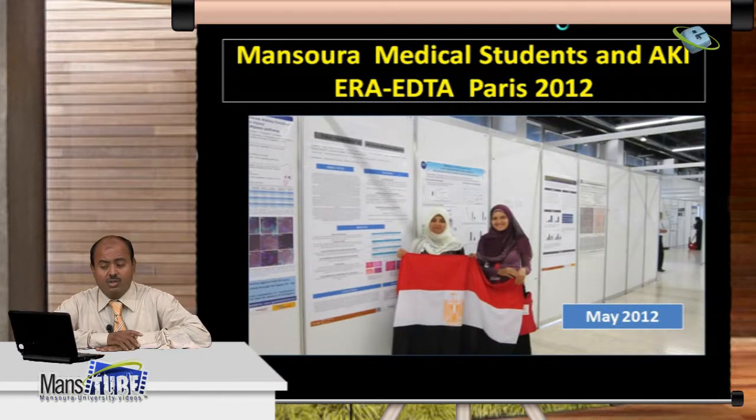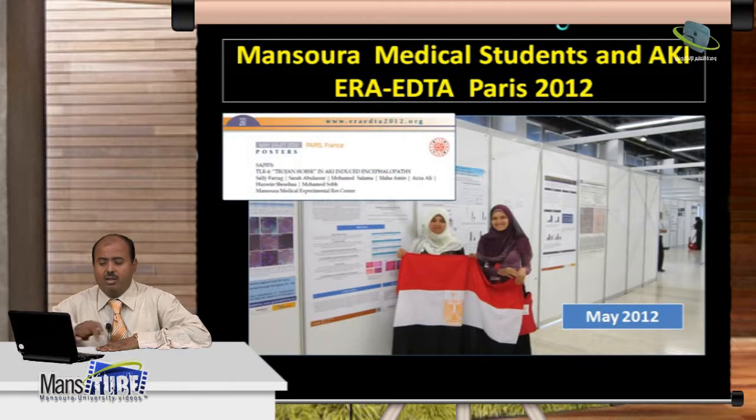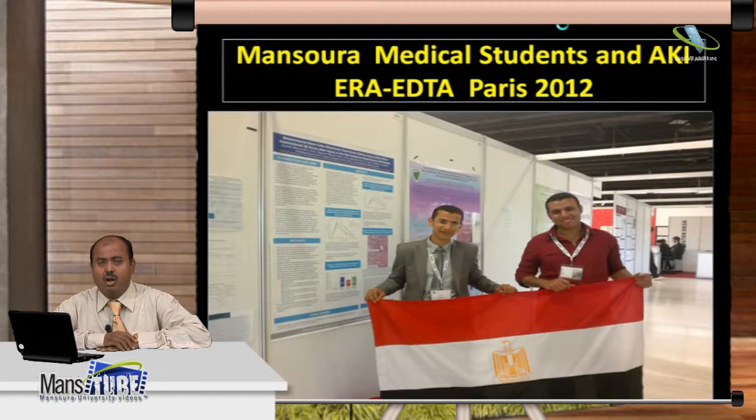These are two students who have their paper on acute kidney injury and brain crosstalk, and they found that toll-like receptor 4 is expressed in the glial system, and their poster was presented at ERA-EDTA this year under the title toll-like receptor 4, a Trojan horse of acute kidney injury-induced encephalopathy. And these other two students also presented a poster at ERA-EDTA, and they used mesenchymal stem cells to ameliorate a septic acute kidney injury model.